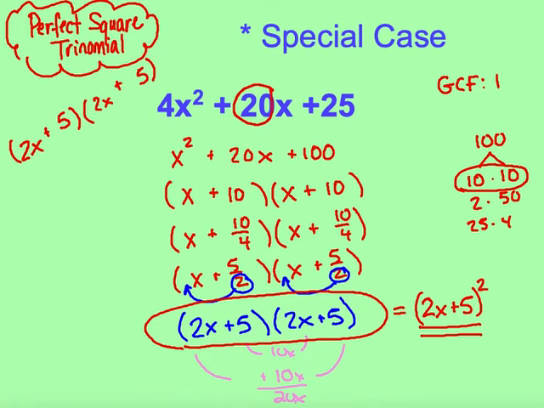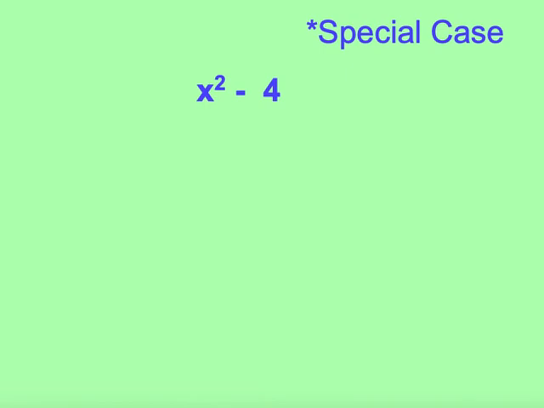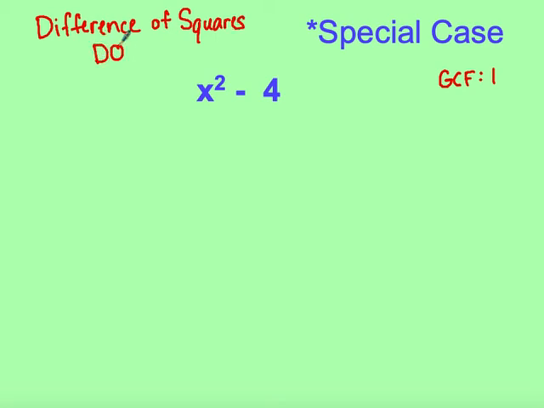All right, so we have one more special case. This is a special case where I only have two terms. I do not have a GCF. Now I could have a GCF, but I don't. When I only have two terms, there are only some special cases that will factor. And this special case is a difference of two perfect squares. You'll hear me reference this. I'll say, oh, that's a DOS. That's short for difference of squares.